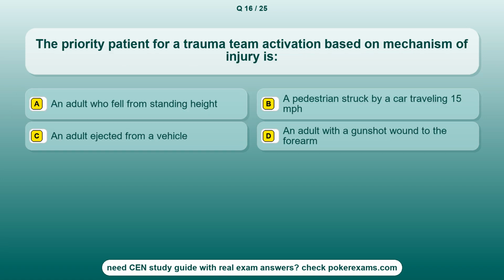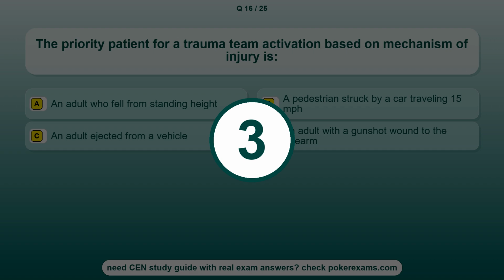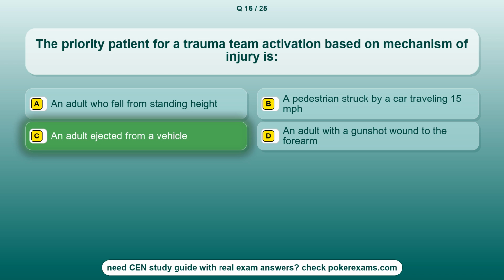Question 16. The priority patient for a trauma team activation based on mechanism of injury is option A, an adult who fell from standing height. Option B, a pedestrian struck by a car traveling 15 miles per hour. Option C, an adult ejected from a vehicle. Option D, an adult with a gunshot wound to the forearm. The correct answer is option C, an adult ejected from a vehicle.